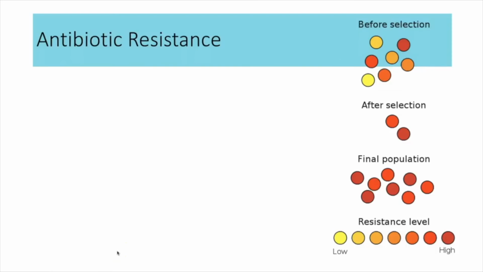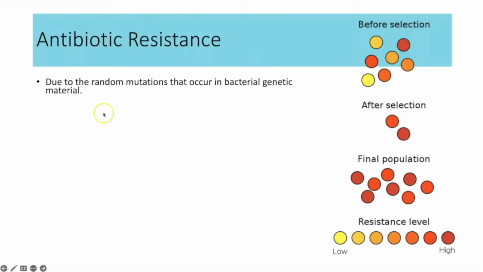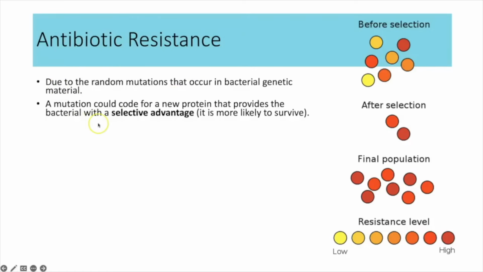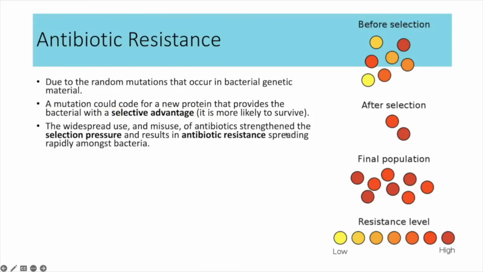Now, bacteria, just like all organisms, have random mutations, and this has led to antibiotic resistance. So due to those random mutations that occur, there could be a mutation that codes for a new protein that provides some sort of protection against the antibiotic. And therefore, the bacteria that have that mutation have the selective advantage, meaning they're more likely to survive. Now, that will mean that they are more likely to survive, reproduce, and pass on that mutated allele to the population. And that would then mean the whole population are resistant.